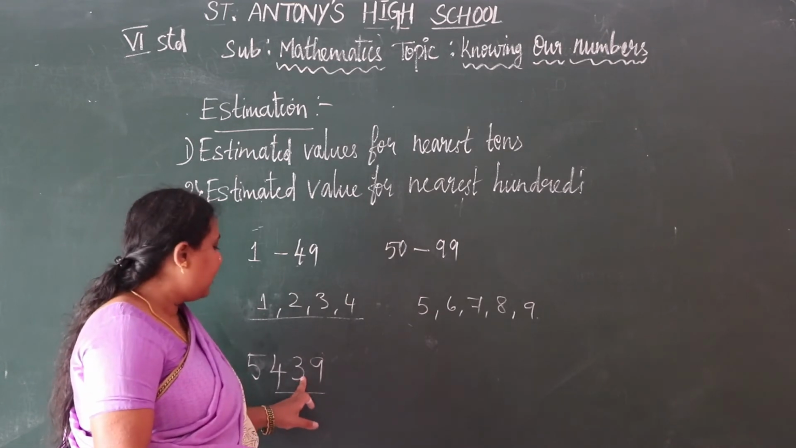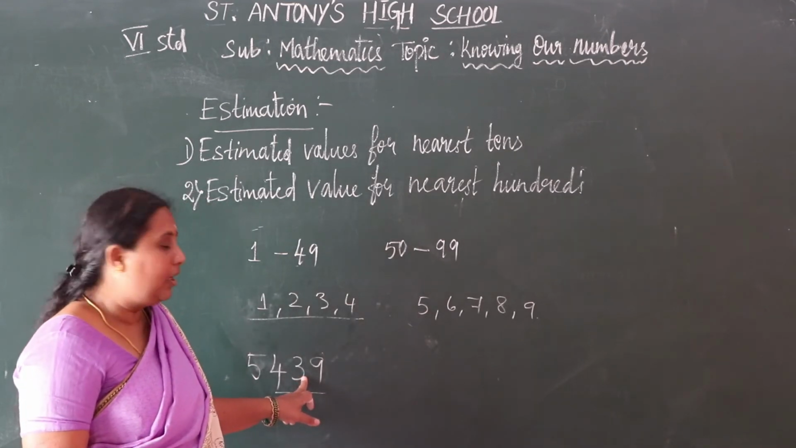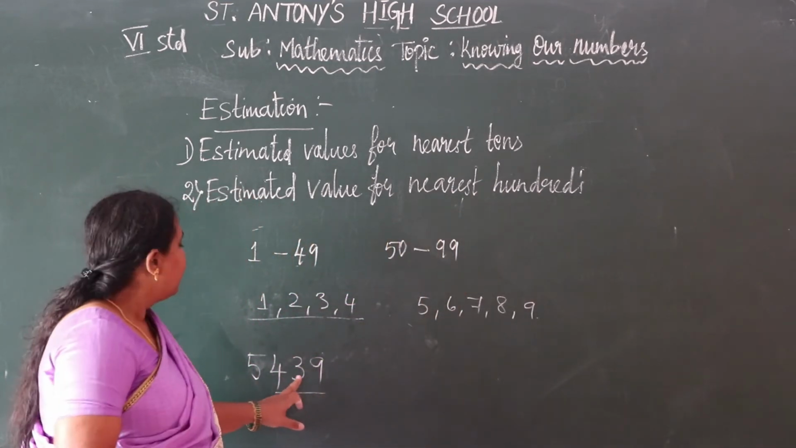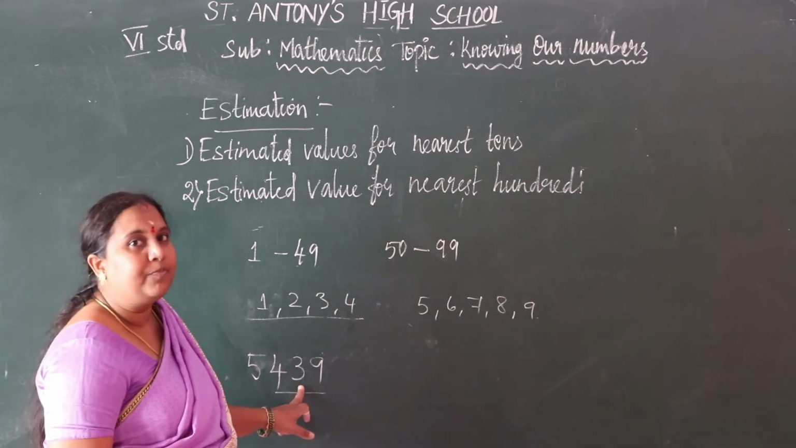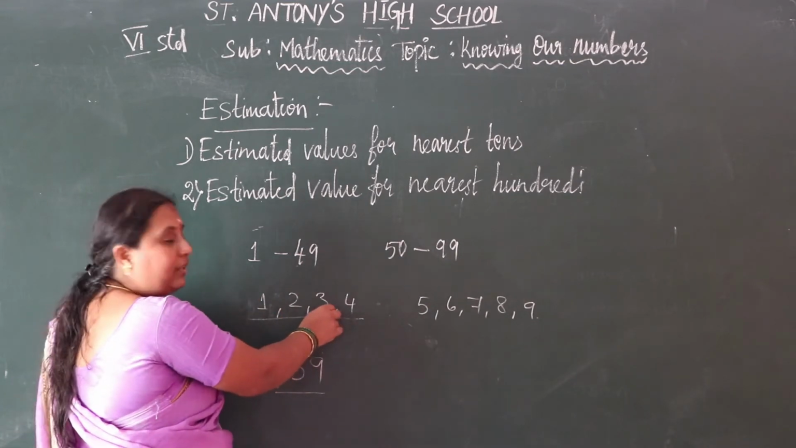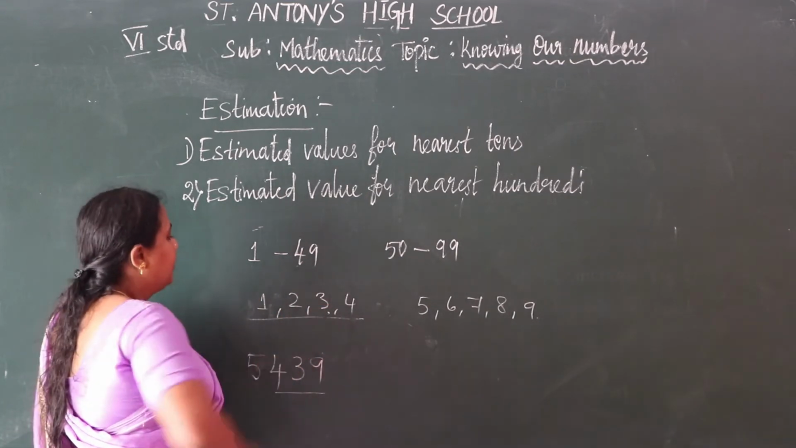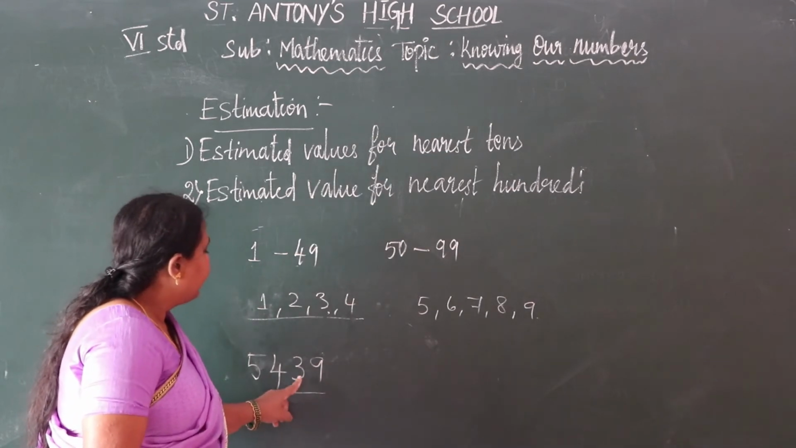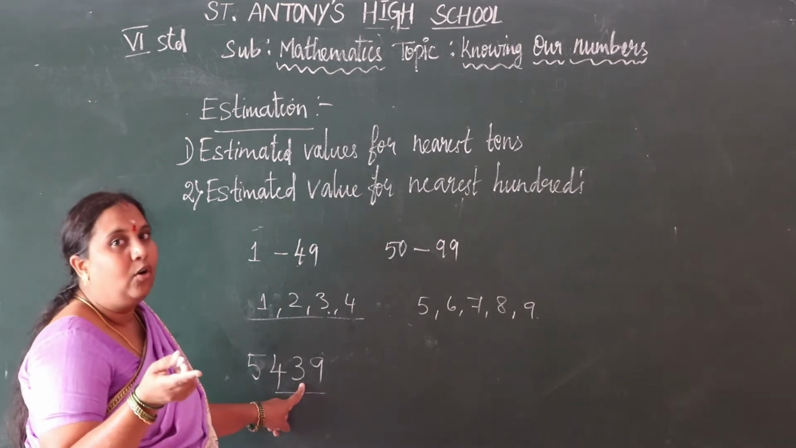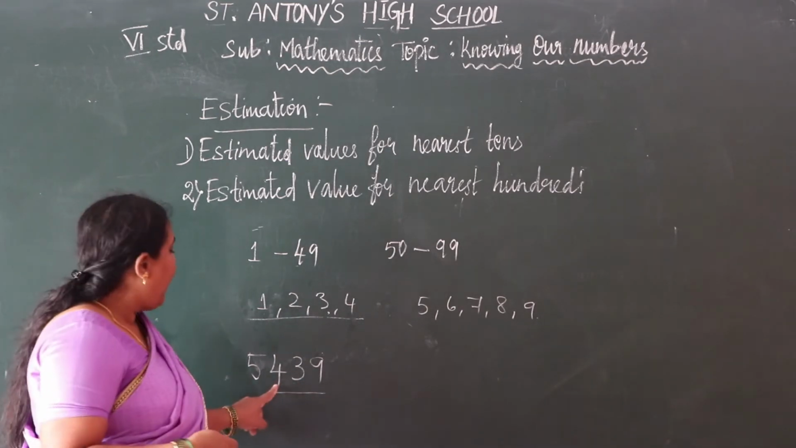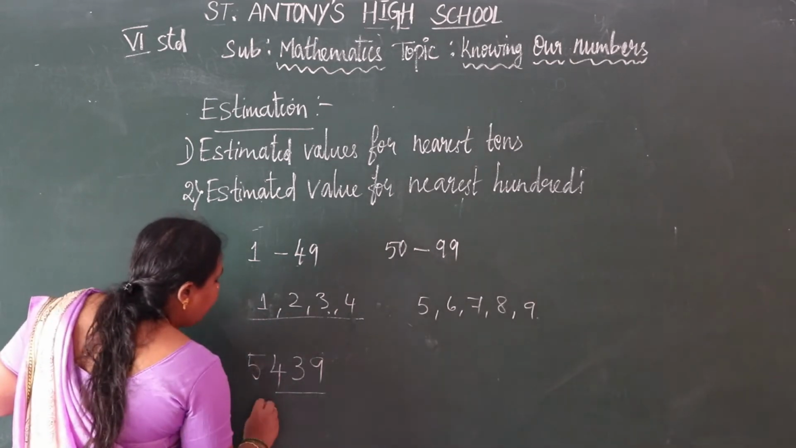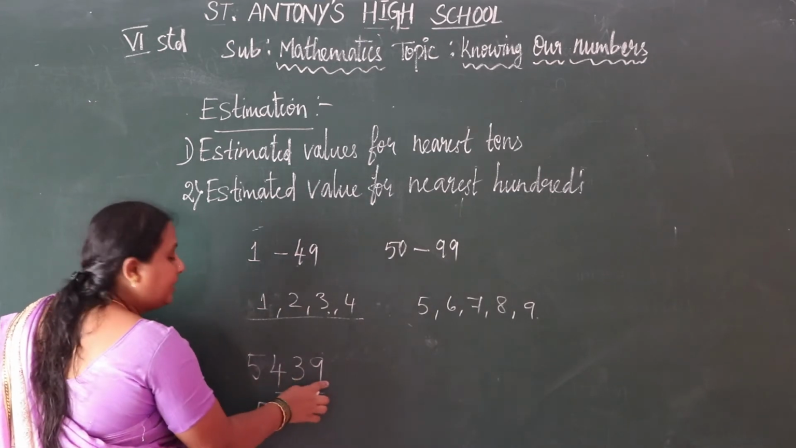So let us consider the tens place here. Since we are rounding to the nearest 100, we consider the tens place. In tens place we have 3. 3 comes under rule 1, so we round it to 0, and there is no change in hundreds place. So what is the estimated value for 5439?